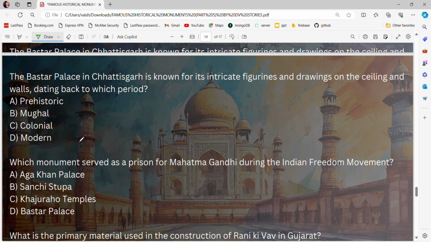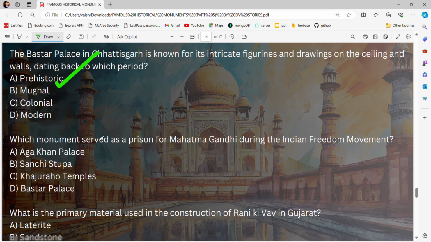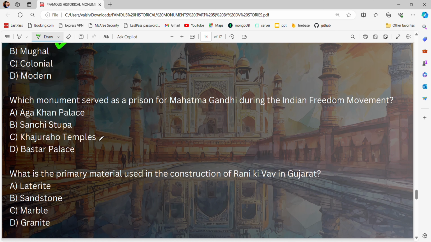Next, the Bastar Palace in Chhattisgarh is known for its intricate figurines and drawings on the ceiling and walls, dating back to which period? Here the options are prehistoric, Mughal, colonial, modern. And the answer is prehistoric.